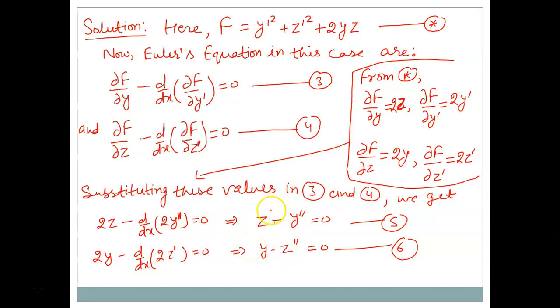Now here the problem is that you cannot directly solve this equation as a differential equation, because one variable is y and another is z. So from these two equations, let us form an equation in terms of a single variable, a single function, you can say. Here you can see y is equal to z double dash, or you can say z equal to y double dash. So take the value of one variable from either equation 5 or 6 and substitute in the other.